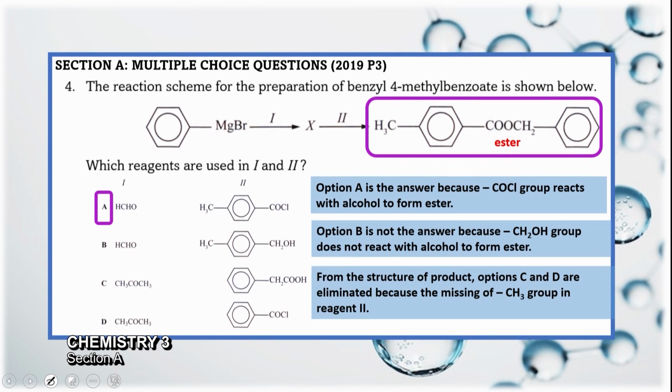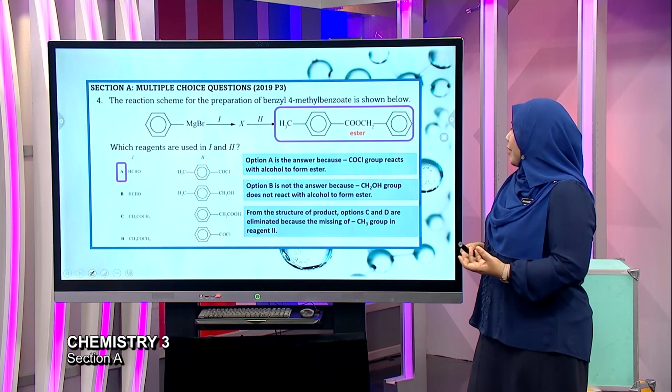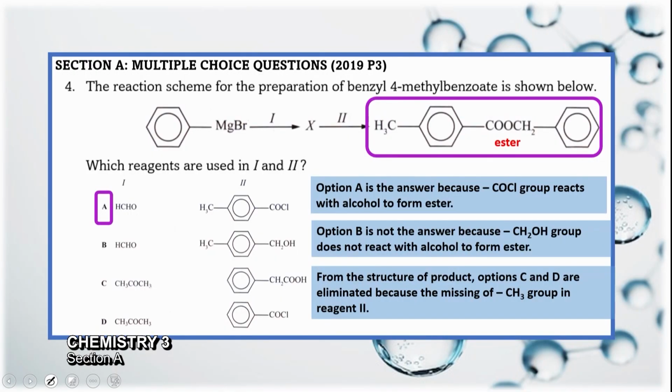So why is it A? Option A is the answer because acyl chloride group reacts with alcohol to form ester. Whereas option B is not the answer because CH2OH group does not react with alcohol to form ester. Alcohol cannot react with another alcohol. Okay. And then from the structure of the product, options C and D are eliminated because of the missing CH3 group in reagent 2.